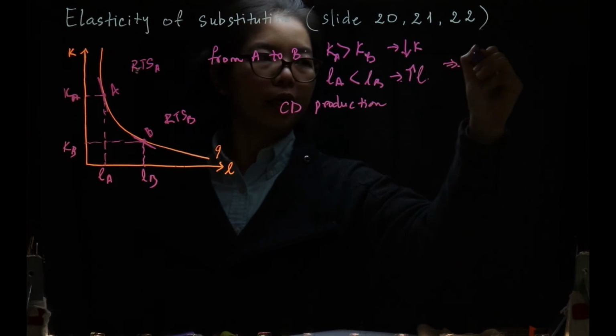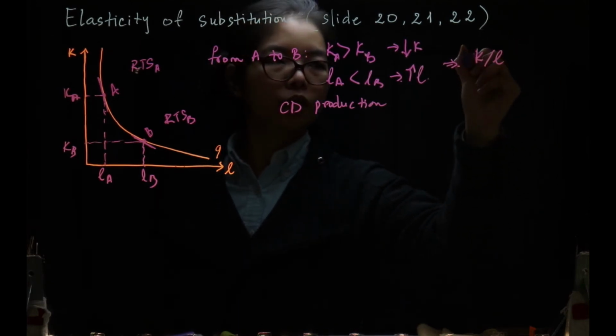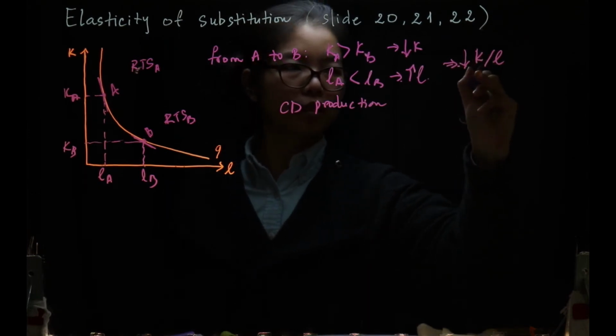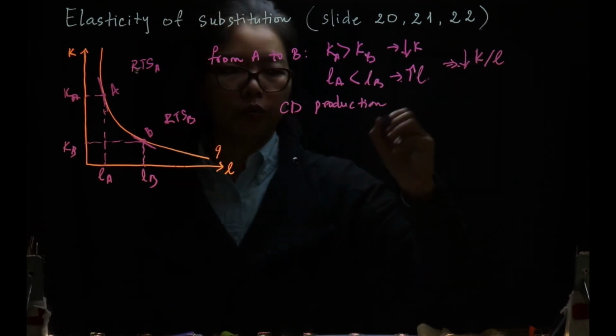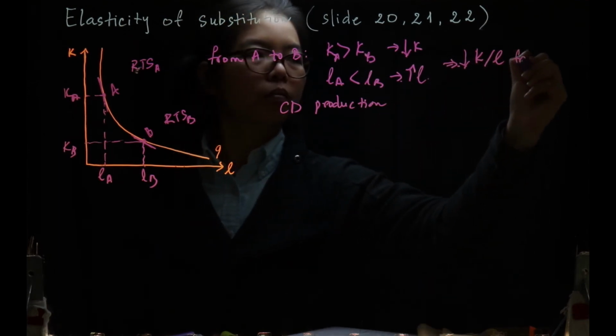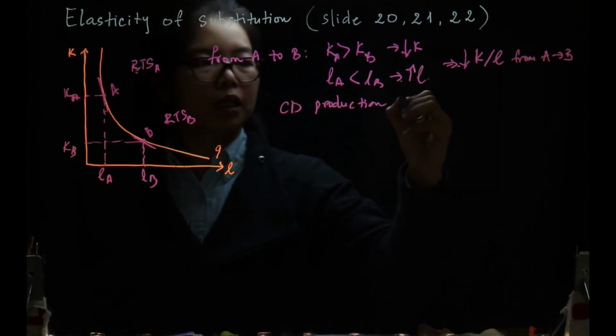So again, K over L will be decreasing, right? Because the numerator decreases, the denominator increases. So the ratio will decrease from A to B. Okay, keep that in mind.